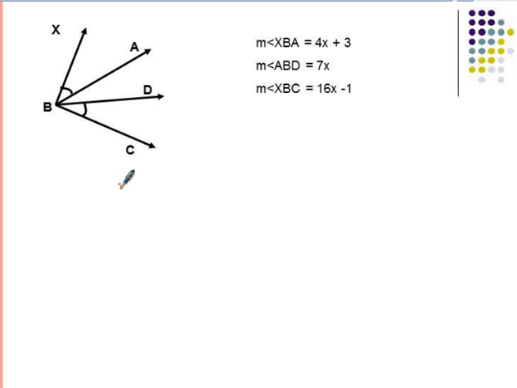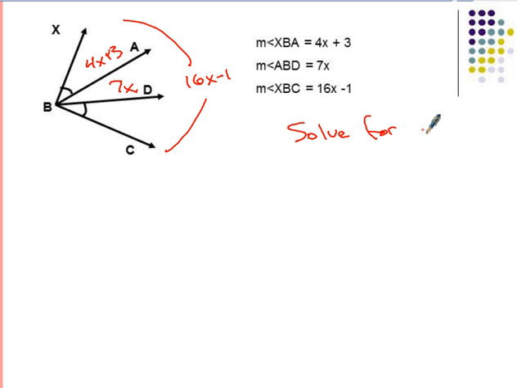Let's take a look at this one. This might be the hardest one here for us, okay? Let's go ahead and label what we have. XBA is 4x plus 3. ABD is 7x. XBC, that's the whole thing, 16x minus 1. And we want to solve for x, okay? Now, we're missing this angle, but this little mark right here tells us something. That little mark means the angles are congruent, okay?